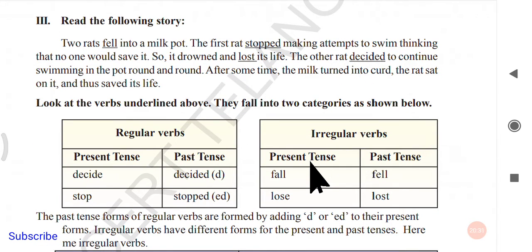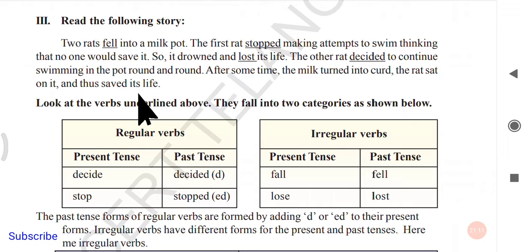So read the following story. Let us read it. Two rats fell into a milk pot. Look, focus on the underlined words. The first rat stopped making attempts to swim, thinking that no one would save it. So it drowned and lost its life. The apostrophe in its is missing, don't worry. The other rat decided to continue swimming in the pot round and round. After some time, the milk turned into curd. The rat sat on it and thus saved its life. Again the apostrophe is missing, so that might be a printing mistake.